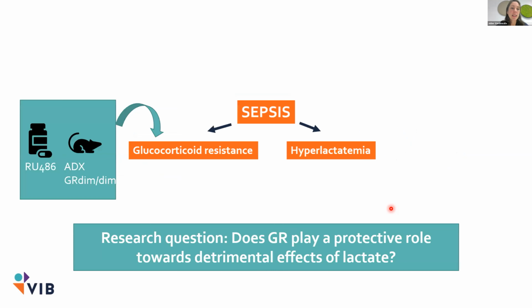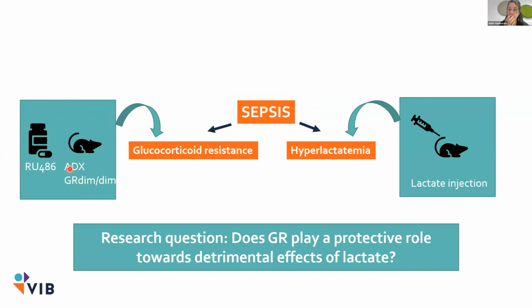And to study that, we introduced glucocorticoid resistance by using different animal models. So by injecting the GR antagonist RU486, or by using ADX mice which do not have their adrenals, or GR dim animals which have a point mutation in their GR. So all those models have in common that they have a dysfunctional GR signaling pathway.